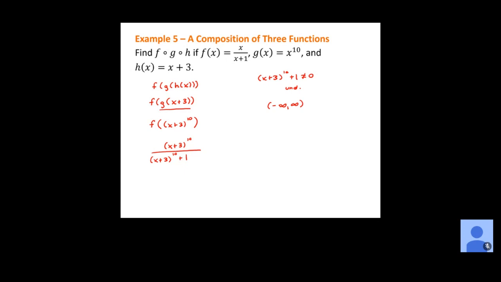So we still have all real numbers as our domain this time. Oh, and you would need to check the inside functions. I didn't really look at that, but x to the 10th and x + 3, both of those inside functions have a domain of all real numbers. So we can just say that the domain here should be all reals. Any questions on that one now?